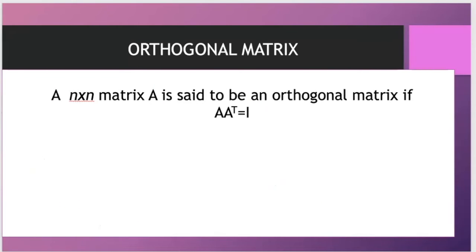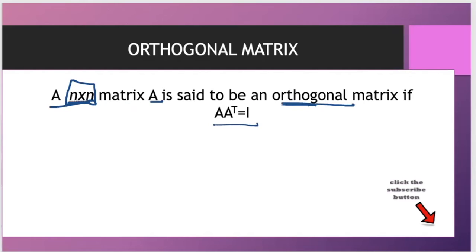Orthogonal matrix. This matrix is a real square matrix whose columns or rows are orthonormal vectors. Now, what we are saying is that it's a square matrix. It has the same amount of rows and columns. So that's why I have n by n. So an n by n matrix is said to be an orthogonal matrix if A times A transpose is equal to I. So the key thing is that we have the same amount of rows and columns, which we consider to be called a square matrix.